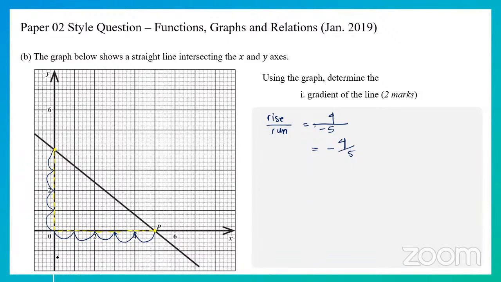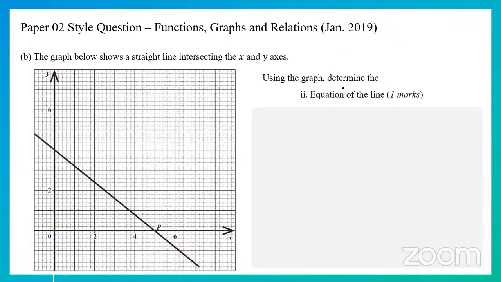Moving along to the next part of this question. Using the graph, determine the equation of the line. So here, the first thing that should come to mind is the format of the equation of a line, which basically states that y equals mx plus c, m being your gradient, c being your y-intercept. These are the only two things that you need when you're trying to find the equation of a line.